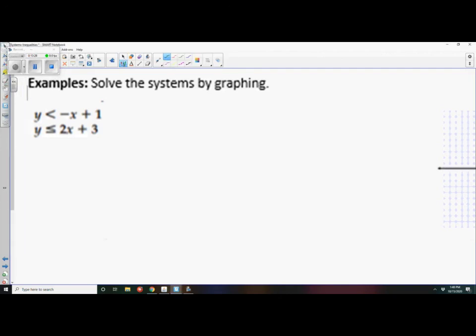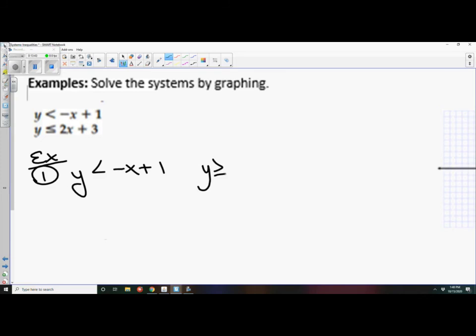Systems by graphing. There we go. So example 1. I always unstack them when I write them, just because when it's graphing, if I need to get it in slope-intercept form, I have space to do that. But here's the good thing. What do you know about these two inequalities? They're already in slope-intercept form. They already look like y equals mx plus b. So the only thing we have to do then is find our m and our b and graph them.